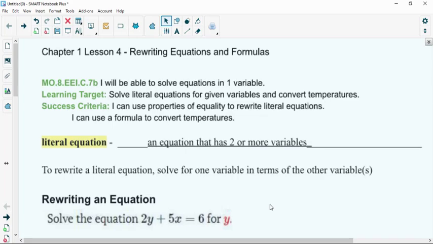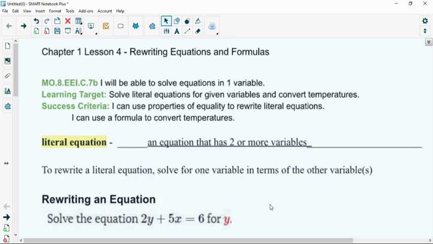Chapter 1, Lesson 4 is going to be about rewriting equations and formulas. We are still working in the standard where you will be able to solve equations in one variable. We are introducing equations that have two variables or more, but it's to strengthen our ability to solve any equation that's put in front of us.